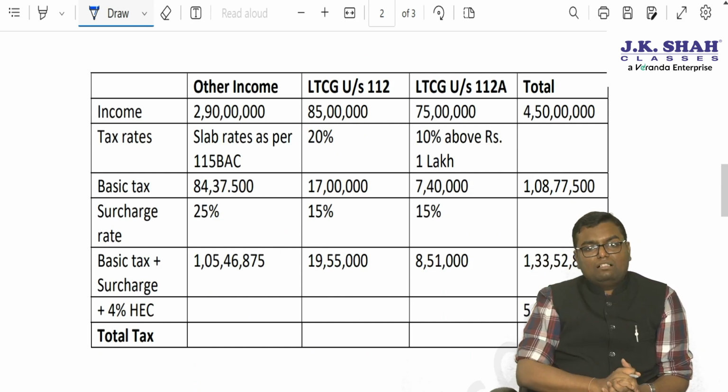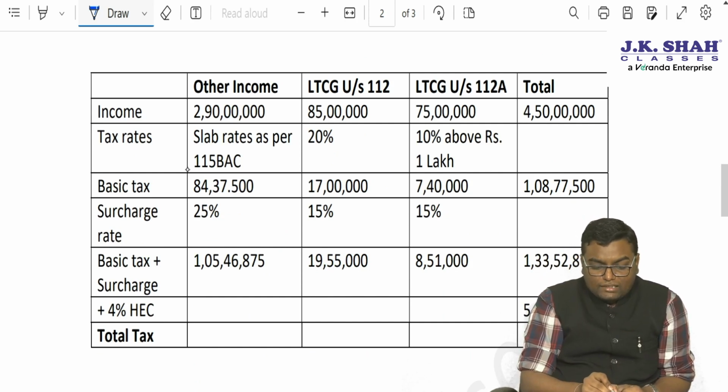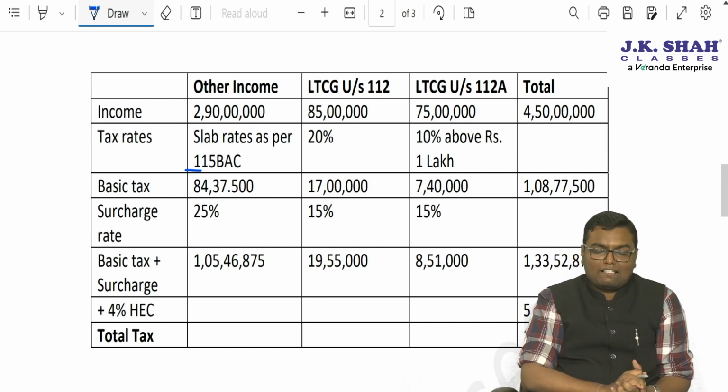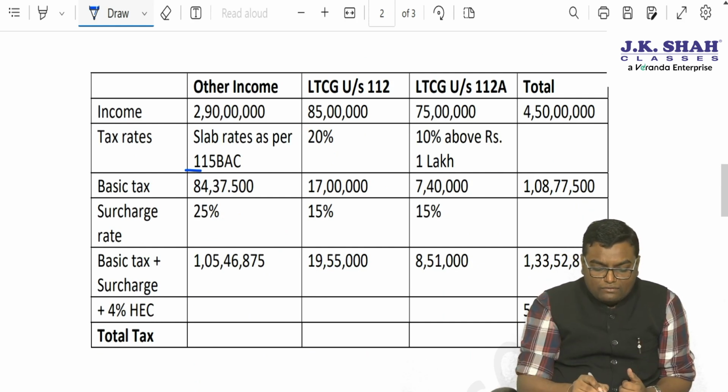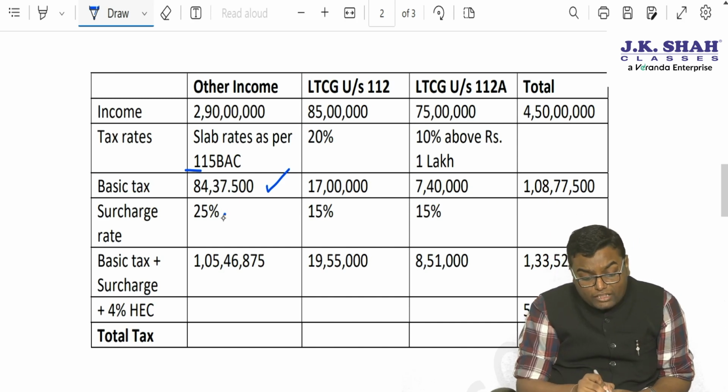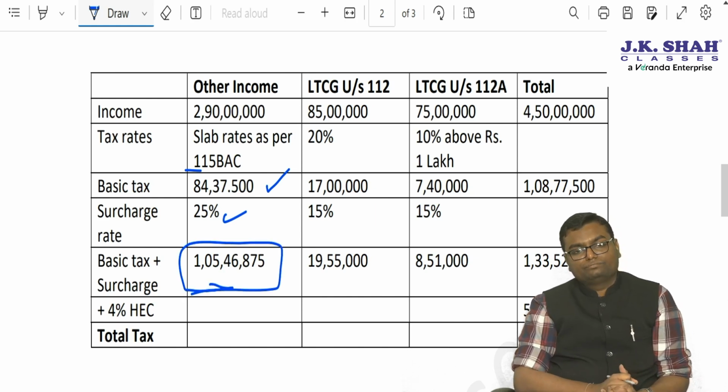So now let us calculate the tax payable over here, which I have already calculated. Whatever is the income, 2 crore 90 lakh, on that I will apply the new slab rates as per 115BAC by keeping 2,50,000 as the basic exemption limit. My basic tax will come to 84,37,500. On that I will apply 25% surcharge. So after surcharge, the tax will be like this.